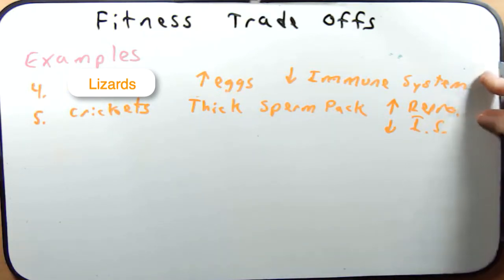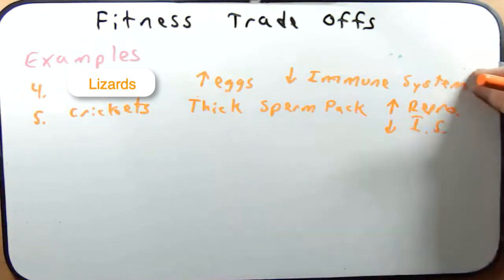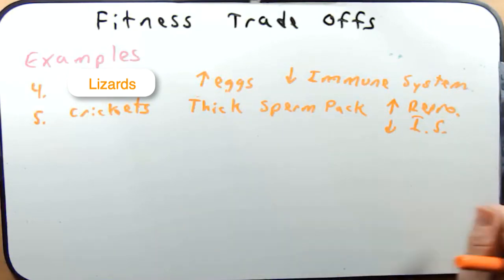In both these cases, it's all about energy. Female lizards put a lot of energy into making eggs, and at the expense of that energy, the immune system is compromised. Same thing with male crickets. The energy they put into that sperm packet is now lost to develop an effective immune system. These are trade-offs.